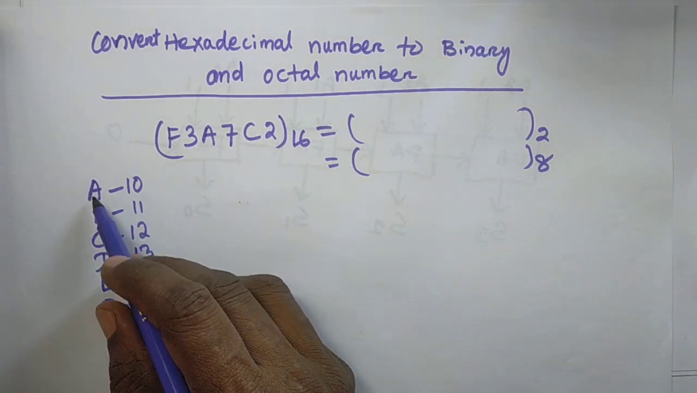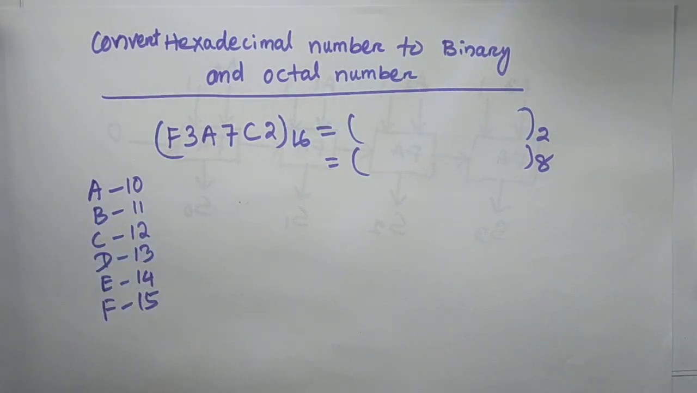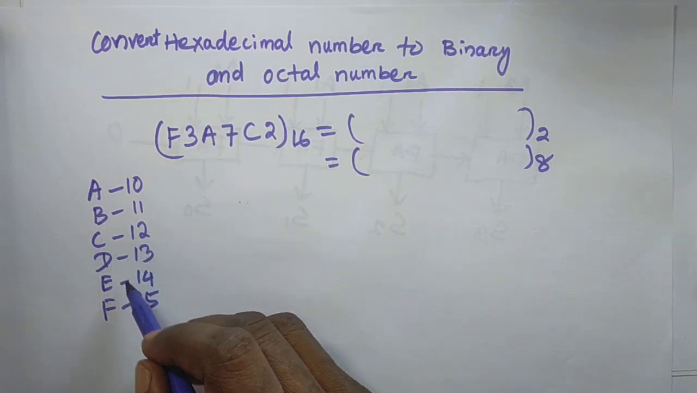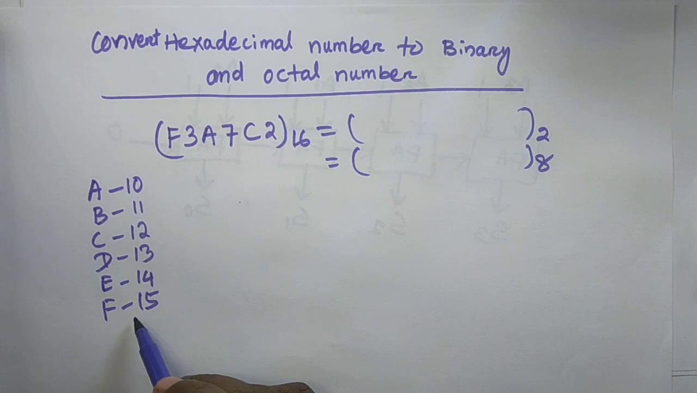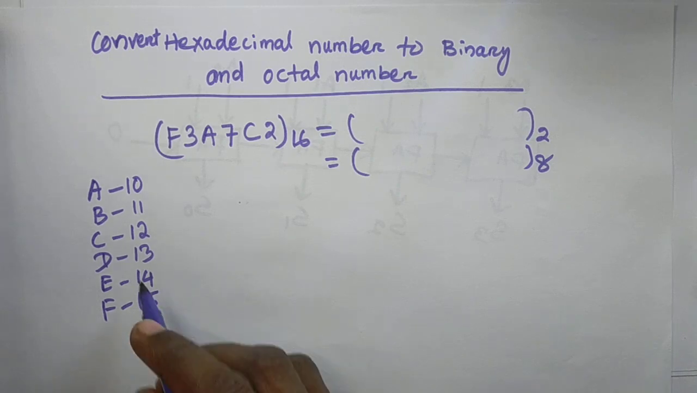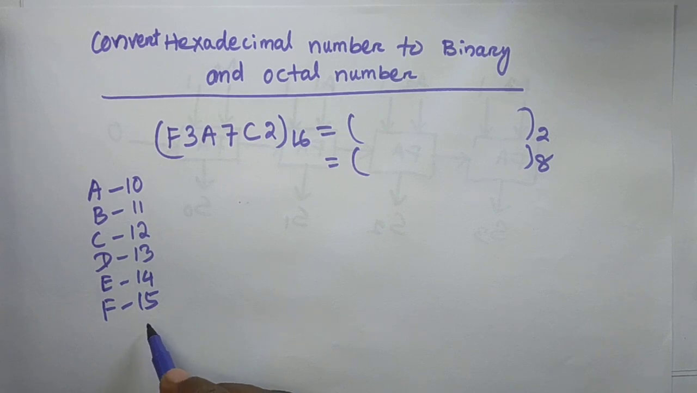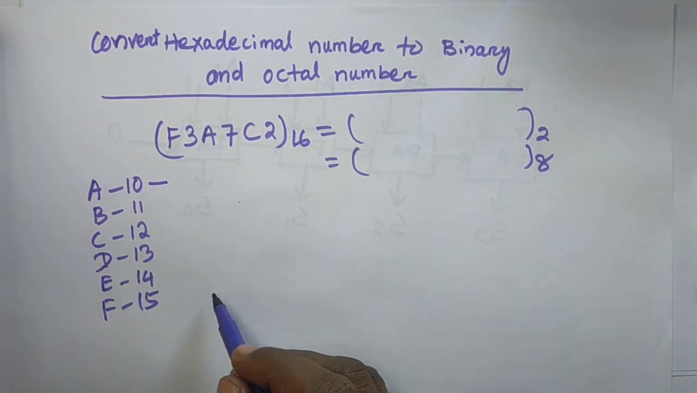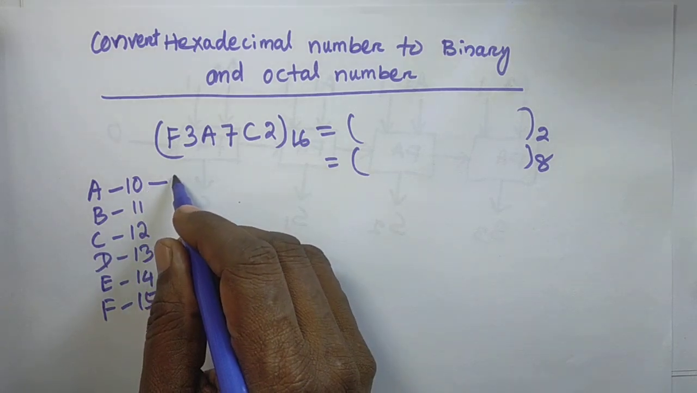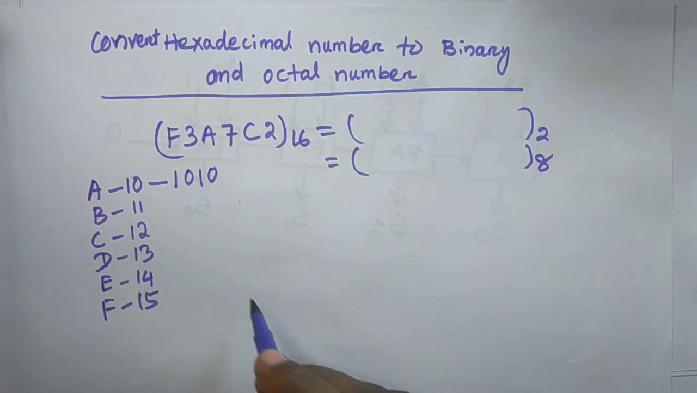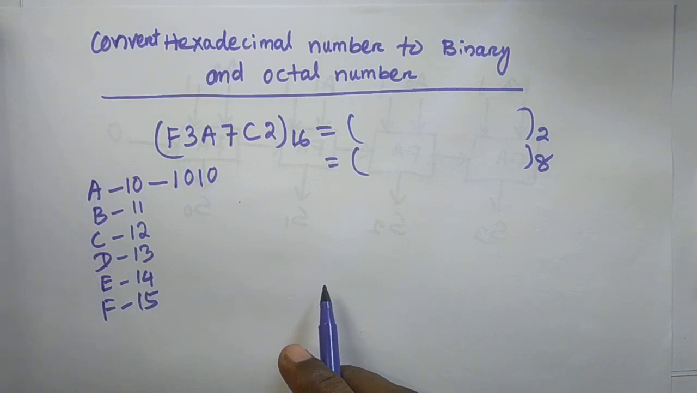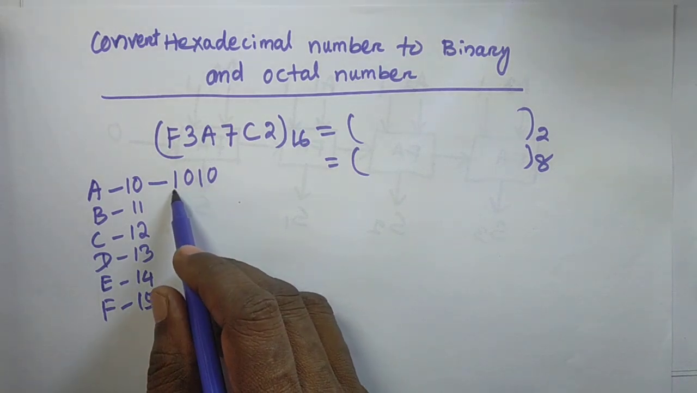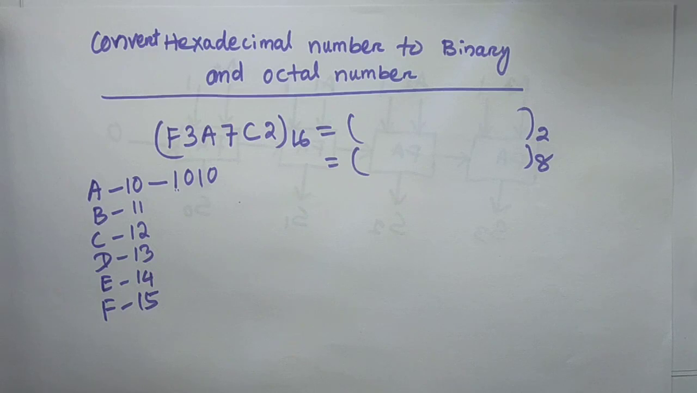When the number 10 comes, we don't write 10, we write A. 11 is B, 12 is C, 13 is D, 14 is E, 15 is F. In this way you can find out. If we convert each individual value A, B, C, D to binary, we can do it with the help of 4 digits. If it is 10, then we write 1010, because A is 1010: it is 2 plus 8, which is 10, so the value is 1010.